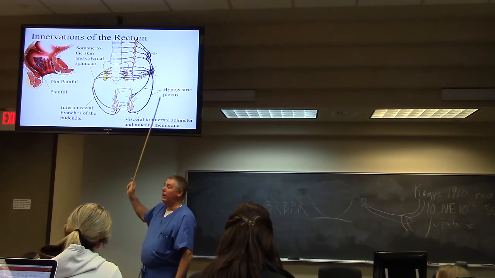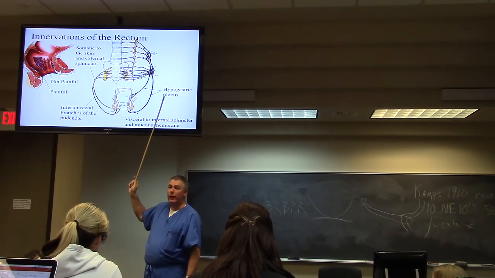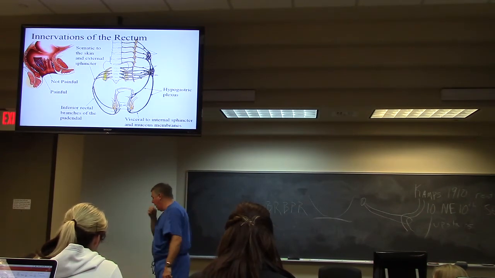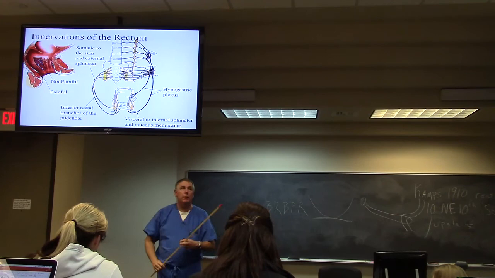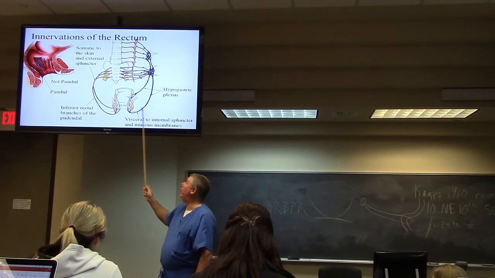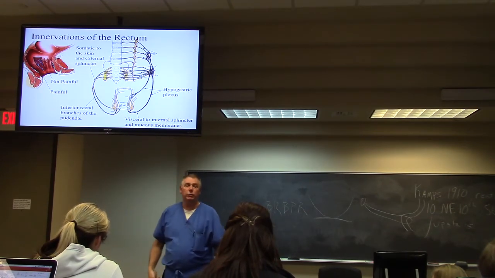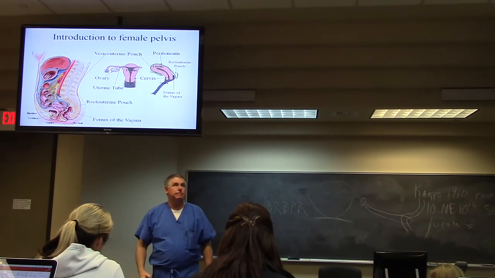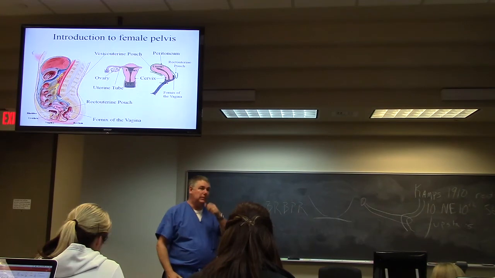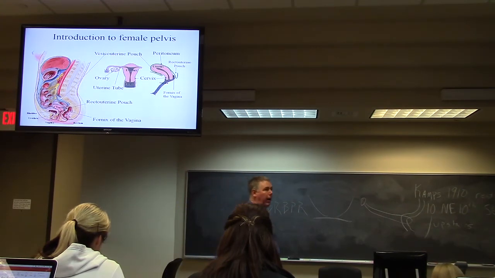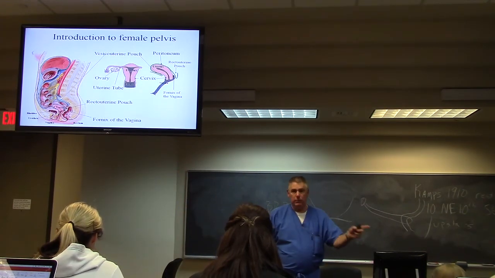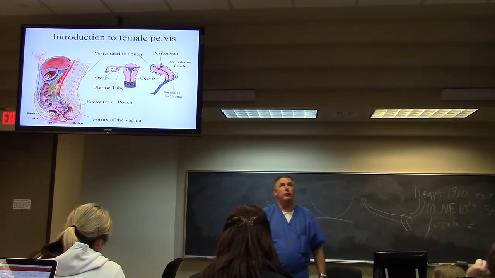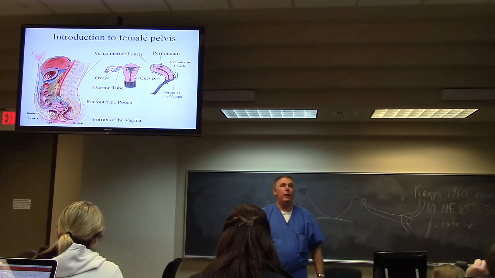The hypogastric nerves that we talked about last week, coming off as an extension off of the aorta, they're the ones that give rise to the innervation of the mucosa and of the internal anal sphincter. Any questions about the rectum? We all have one in common. This is where we're going to diverge a little bit, starting with the female. Yes, ma'am.